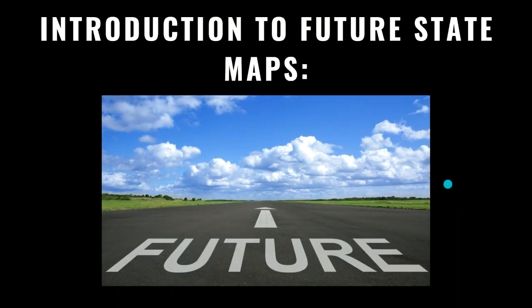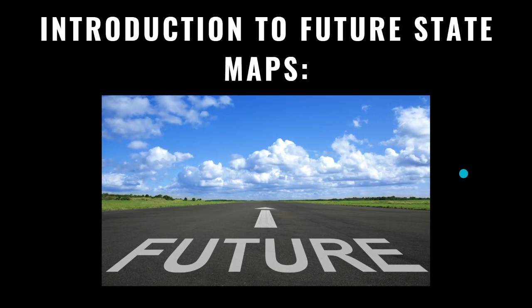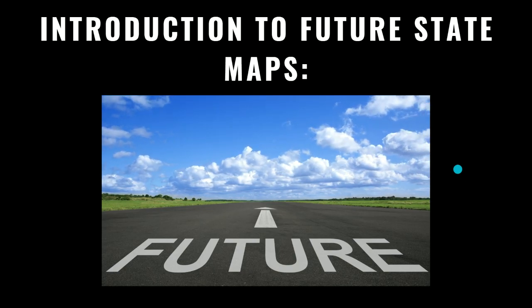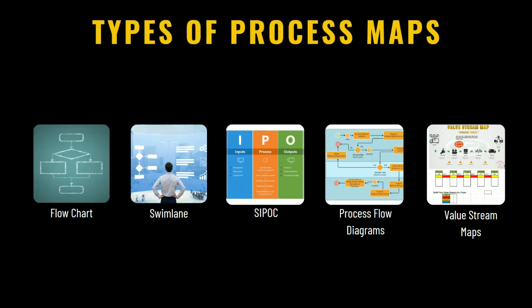When I introduce people to future state maps, we briefly have to kind of refresh our memory about what the types of process maps are, right? And earlier on in our lessons, we talked about what flowcharts were, what swim lanes were, what SIPOC diagrams were, what process flow diagrams were, and value stream maps. Now, our future state maps, for the most part in Lean Six Sigma, you're going to use value stream maps to do that bursting bomb or bursting Kaizen event. We'll talk about that here in a little bit.